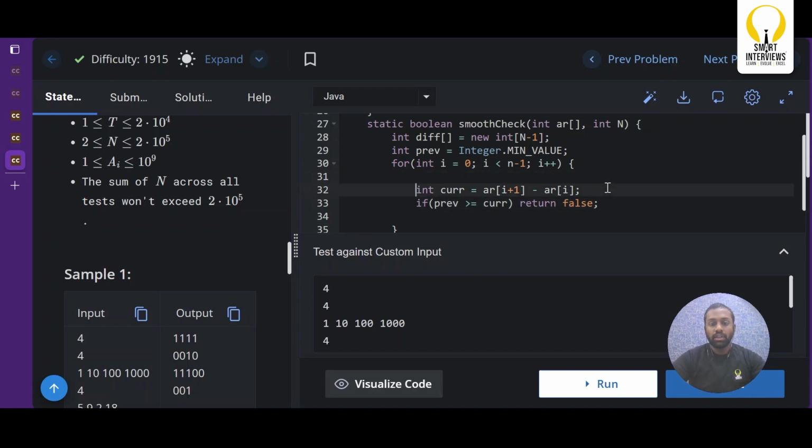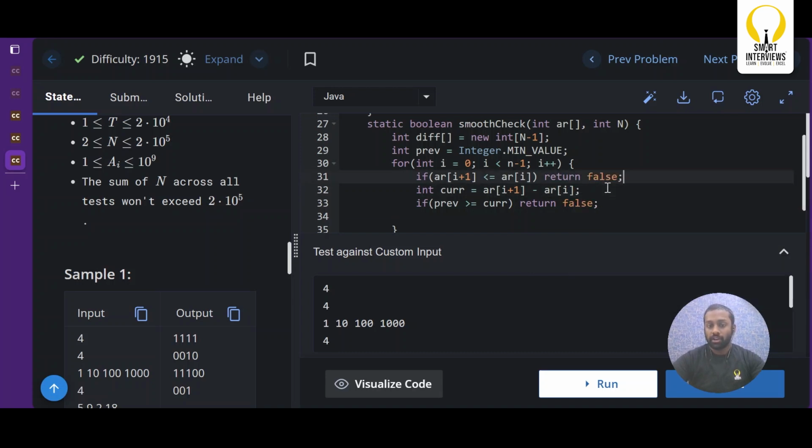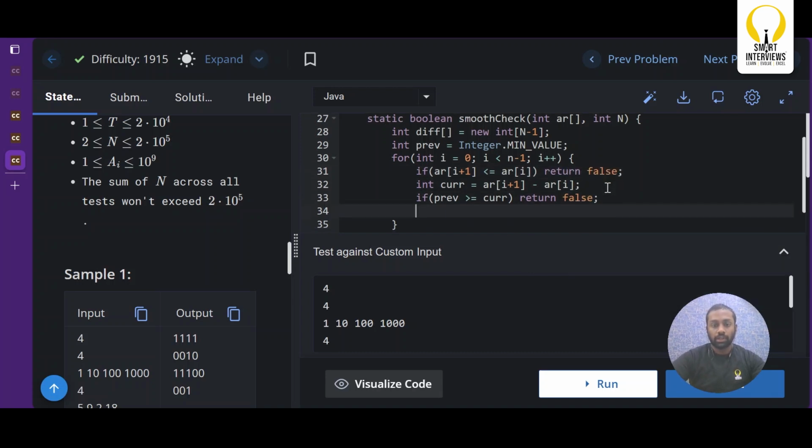Now additionally, I also need to check if the array is strictly increasing, that is if array of I plus 1 is greater than array of I. If array of I plus 1 is less than or equal to array of I, then it is not strictly increasing, it is decreasing fashion. So the next element is less than the current element. Then as well, I cannot continue any further, I'm going to return directly.